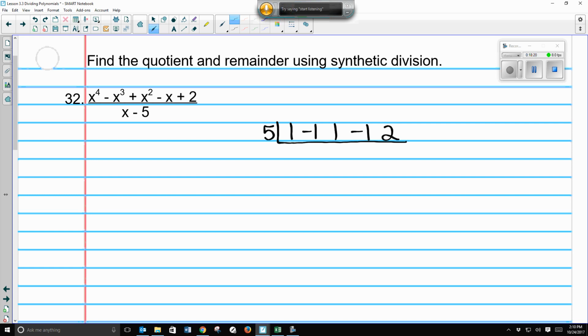Ready? Bring down, multiply, add, multiply, add, multiply. Ready? 1, 5, 4, 20, 21, 105, 520.